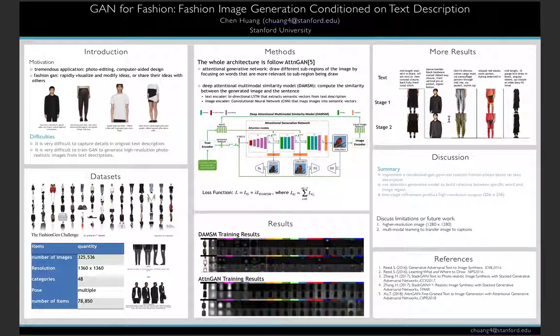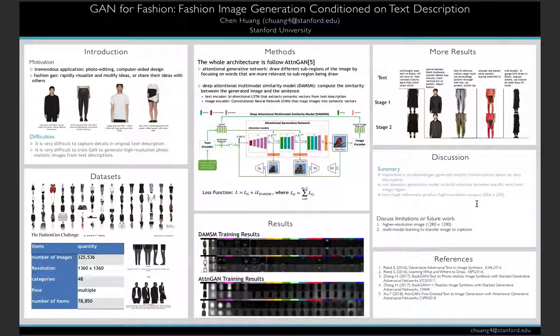And from the results I got, I found that they are realistic enough, and the objects quite match the text description. So that's pretty good. In summary, I implemented a conditional GAN that generates realistic fashion photos based on text description, and used the attention generative model to build a relationship between specific words in the sentence and image regions. And there are two stages of refinement to produce high resolution outputs.